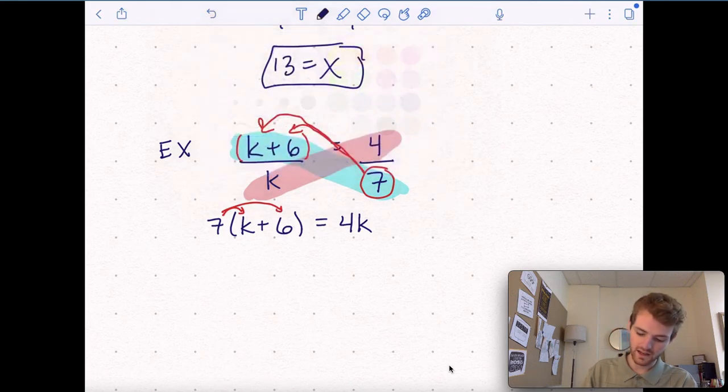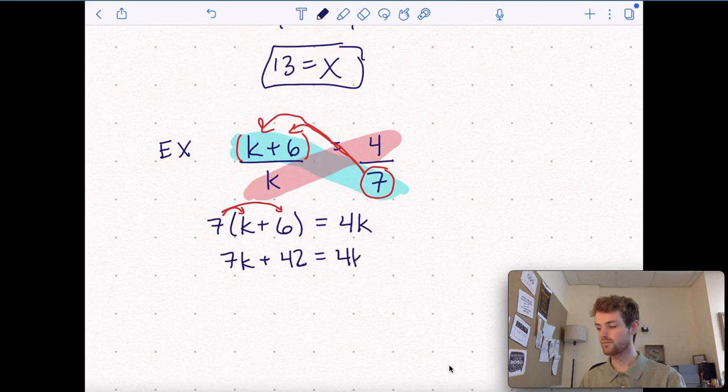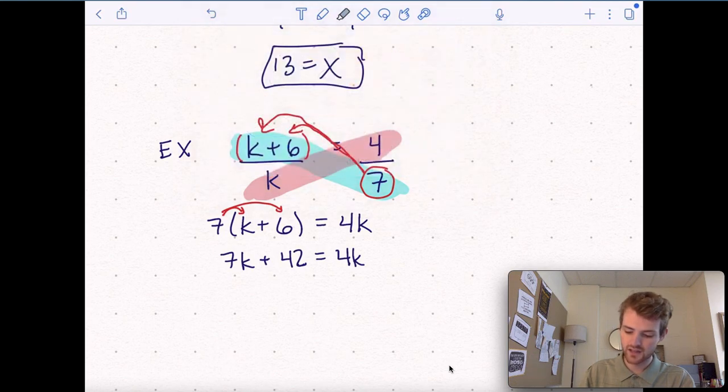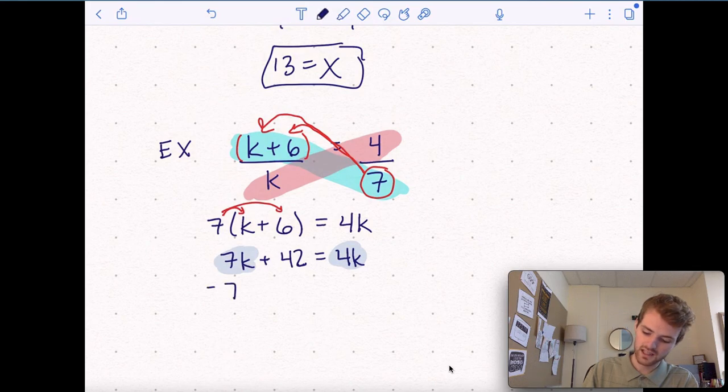When we multiply that out, we'll get 7k plus 42 equals 4k. Well, now to continue solving, we want to see all of our numbers on one side, all of our k's on the other side. Right now I'm seeing we have k's on both sides, so let's just group them together.